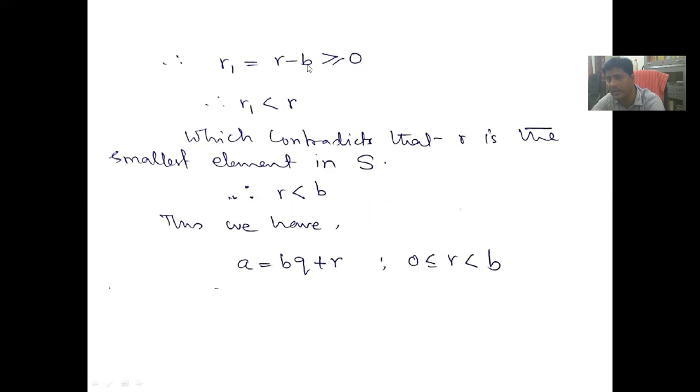Because B is greater than 0, B is not 0, there is no chance of equality. Strictly less than, therefore R1 strictly less than R, since R1 equals R minus B, and we subtract a positive quantity. So which is a contradiction? You see, R1 is a member of S and R1 is less than R. How is it possible? You chose R as the smallest member of S.